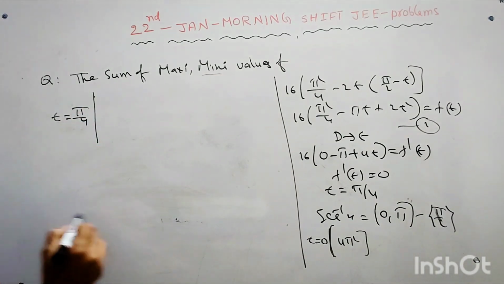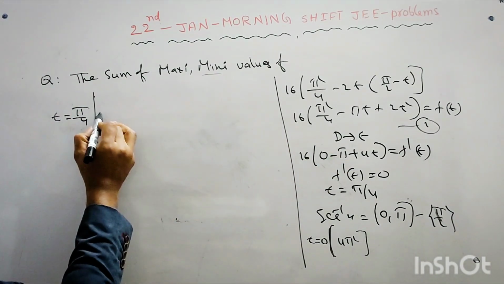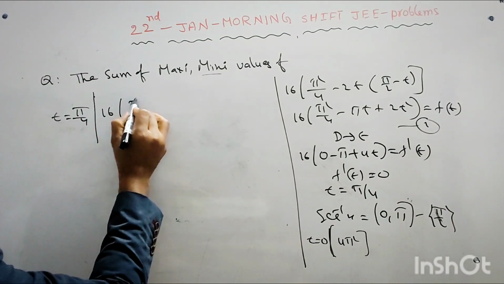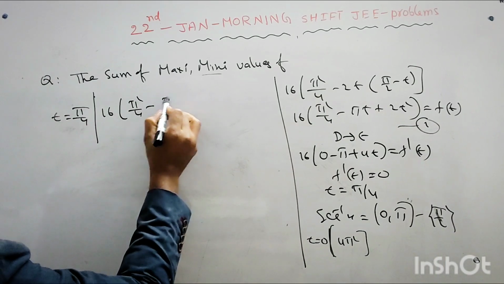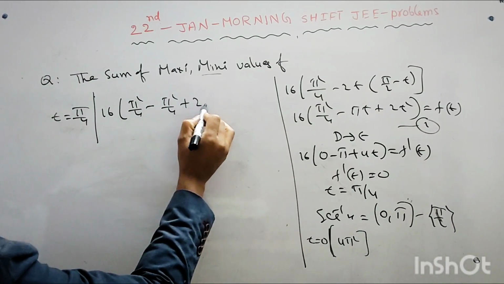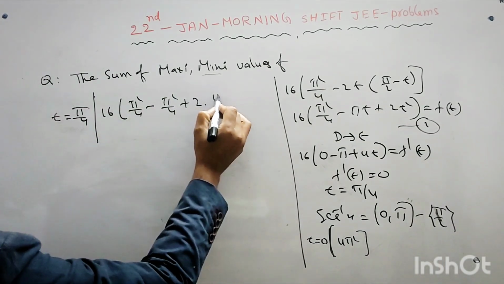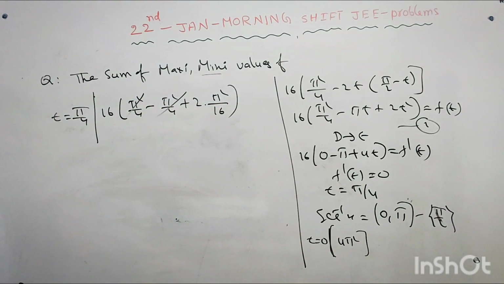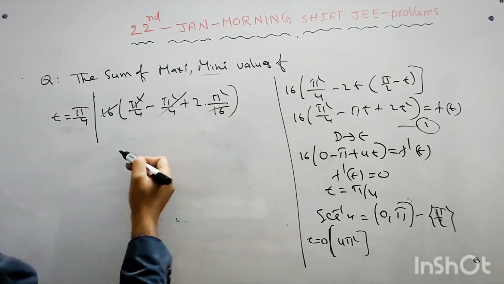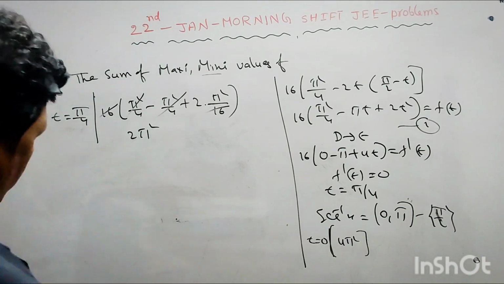Okay, if you take t is equal to pi by 4 here, you will get what? 16 times of pi square by 4 minus this is a pi square by 4 plus 2 into t square. That means pi square by 16 will come. Both get cancelled, 16 also gets cancelled. 2 pi square value will come.